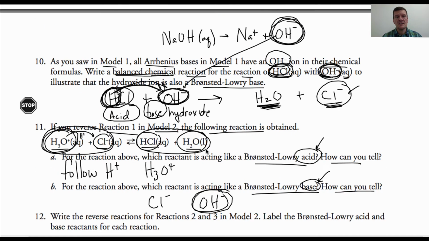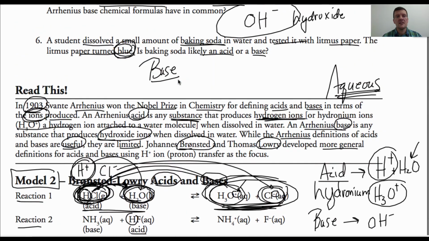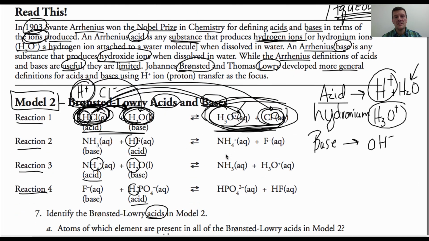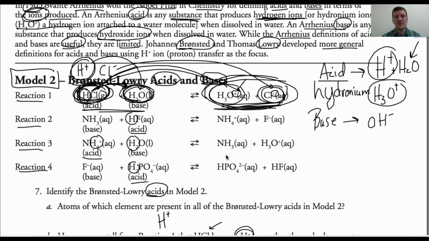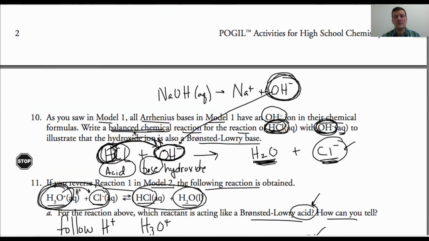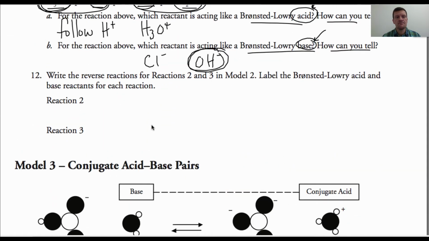definition. The OH negative definition was Arrhenius. Arrhenius said that you have to create the hydroxide ion when you put it into water. Bronsted-Lowry is saying, well, that's not always how we define a base. A base is whichever species is going to accept a proton in the reaction. And the acid is whichever species is going to donate that proton, meaning H plus. Okay? So they have a broader definition of an acid and a base.